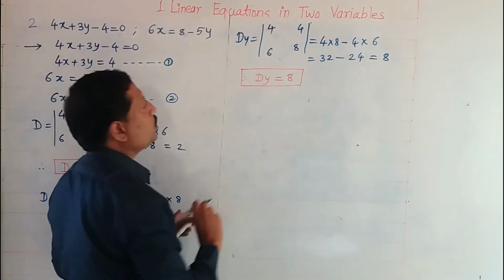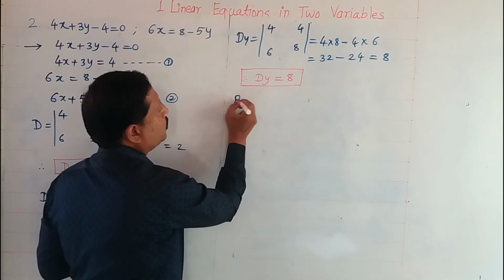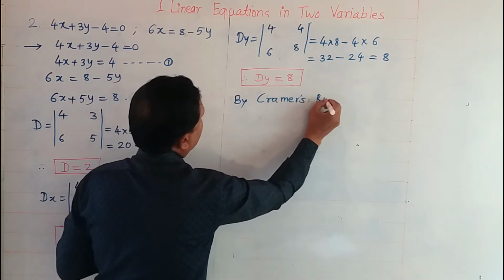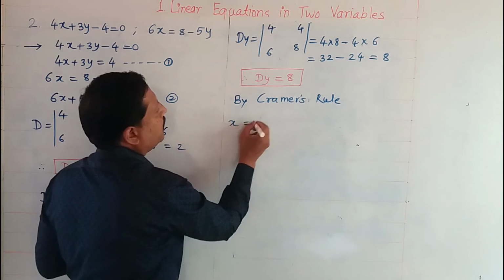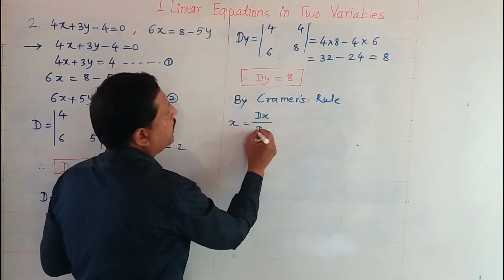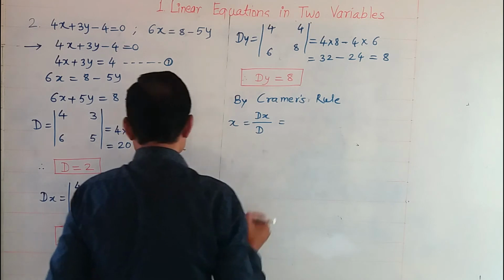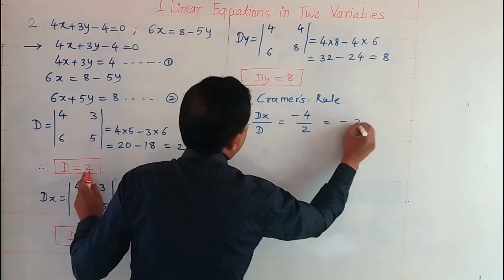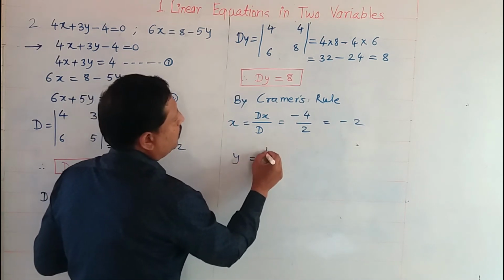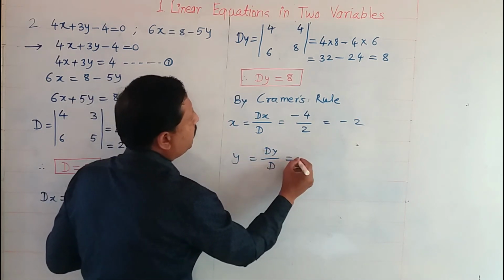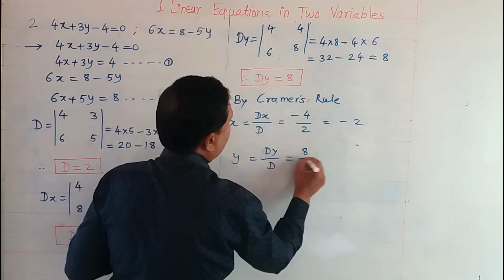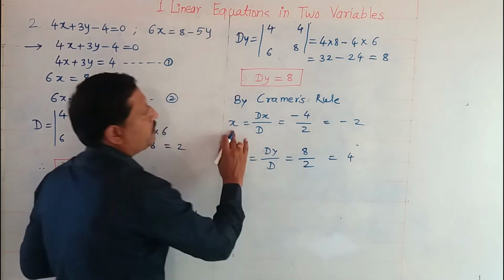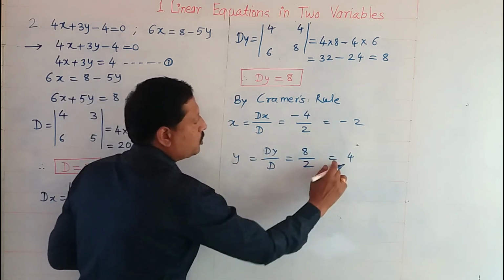Now by Cramer's rule, we know the third step, use the Cramer's rule. By Cramer's rule, we get the value of x as Dx upon D, that will be minus 4 upon 2, this will be minus 2, and the value of y is equal to Dy upon D, that will be 8 upon 2 is equal to 4. So the value of x is equal to minus 2 and the value of y is equal to 4.